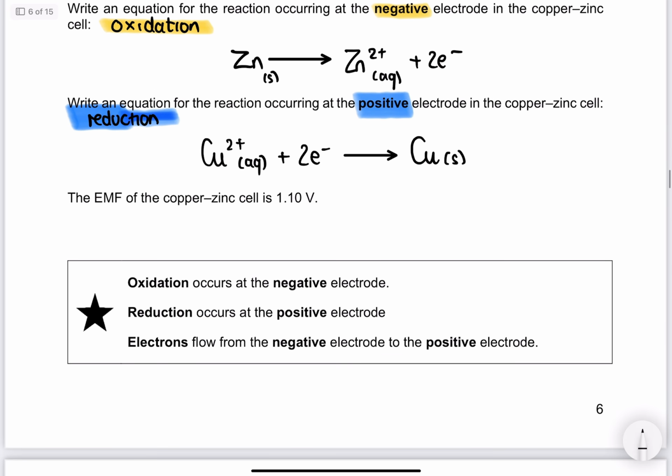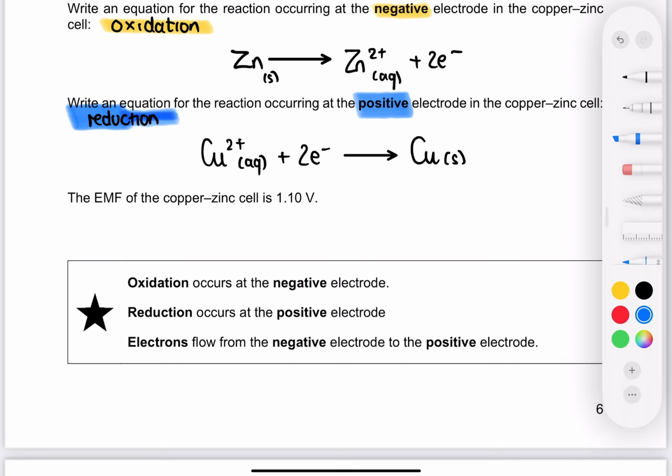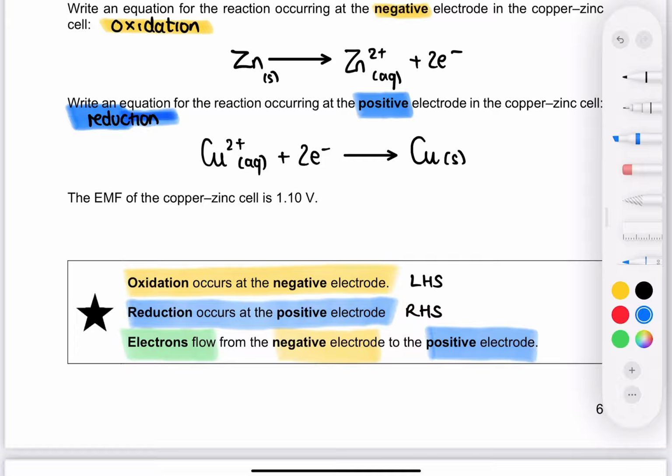So we've got a star box there, oxidation, and we can link it to what we highlighted. Oxidation occurs at the negative, and our reduction occurs at the positive. So the negative is the left-hand side, the reduction is the right-hand side, reduction on the right. And then electrons flow from our negative to our positive so that they can be gained for reduction.